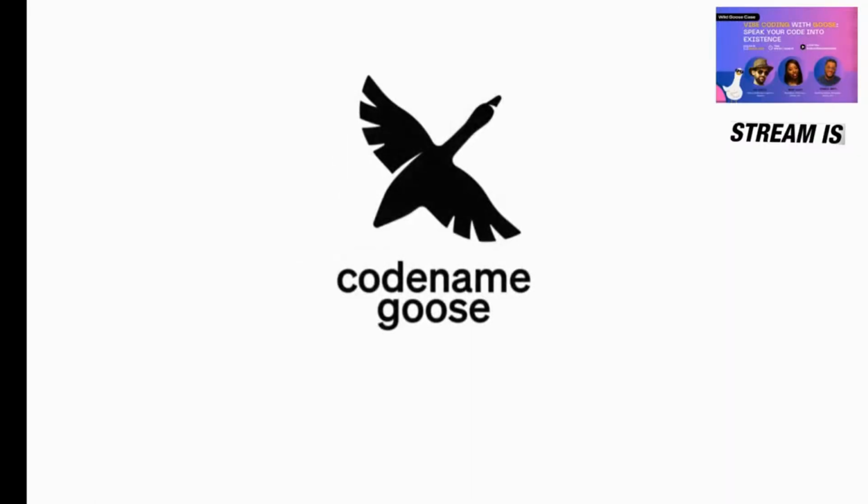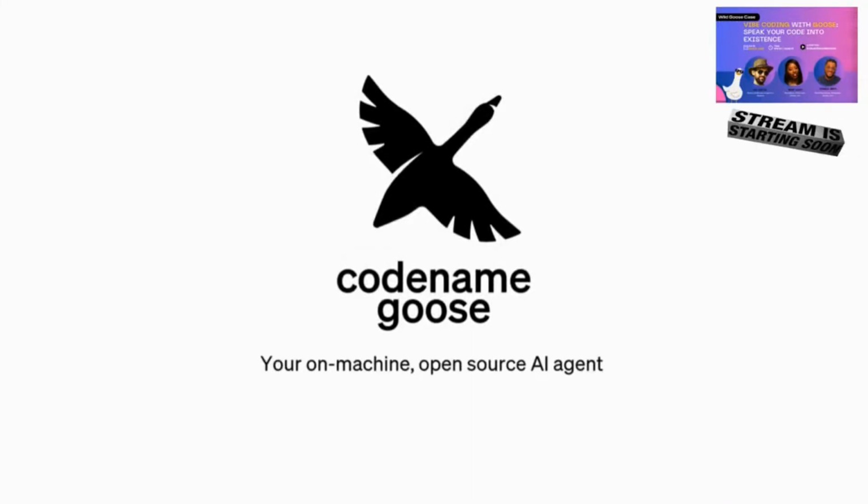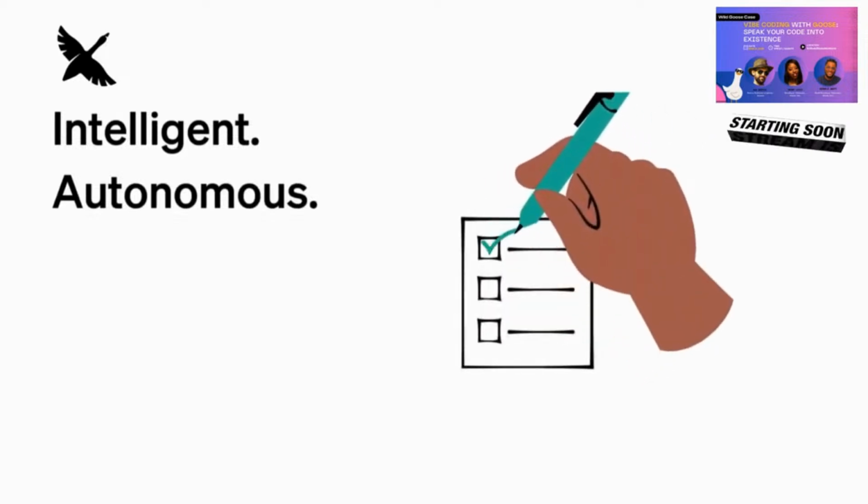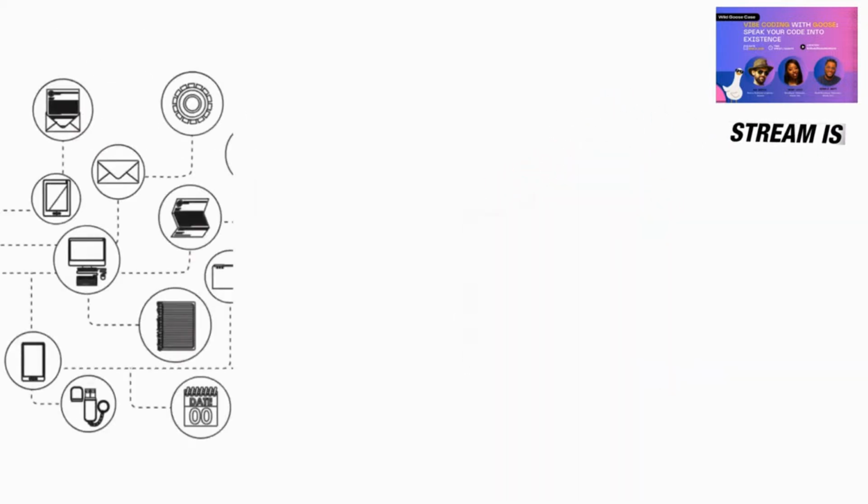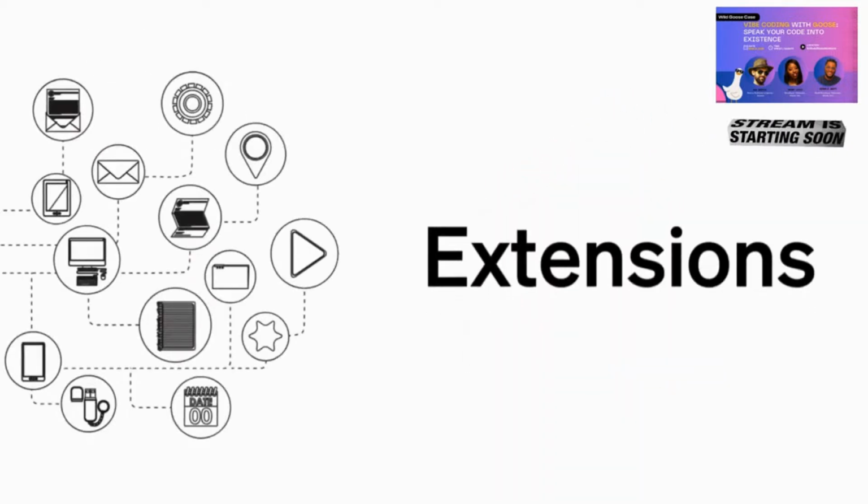Meet Codename Goose, your on-machine open-source AI agent, built to automate your tasks. Codename Goose is an intelligent and autonomous agent capable of handling complex tasks thanks to its core features. Connect with apps and tools you already use with extensions.